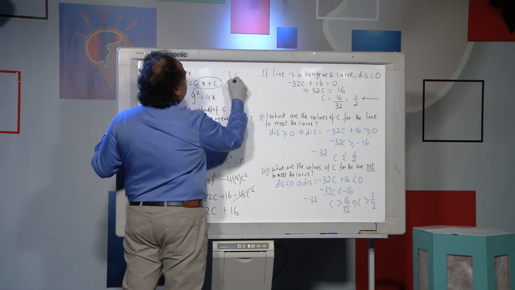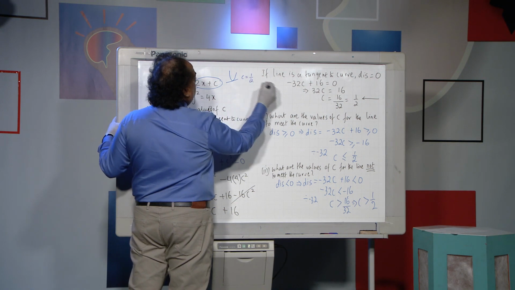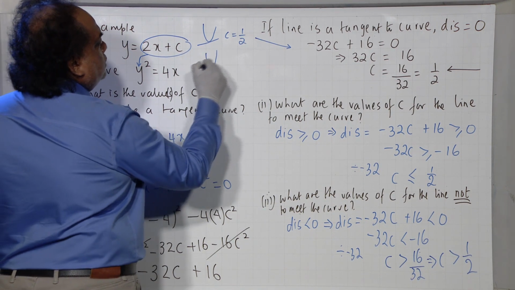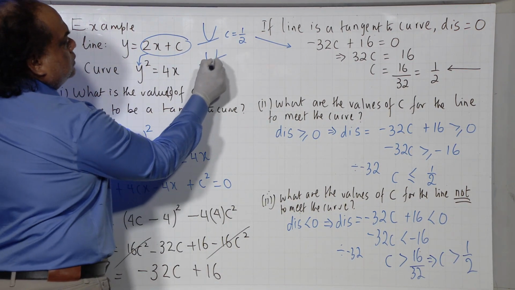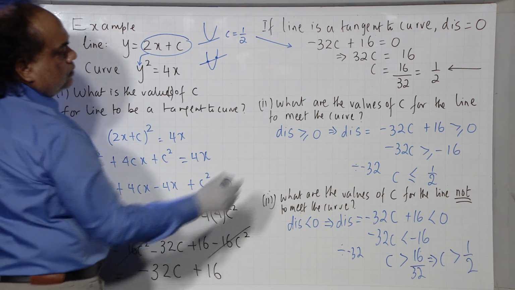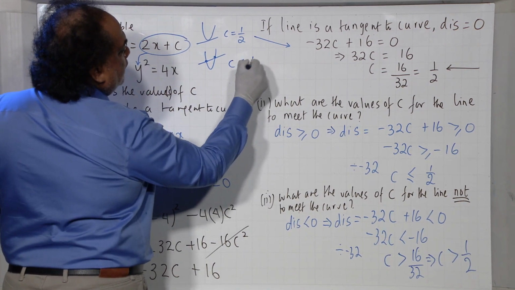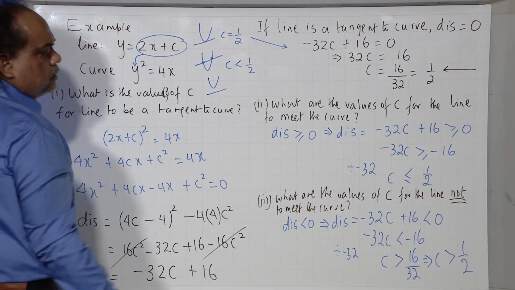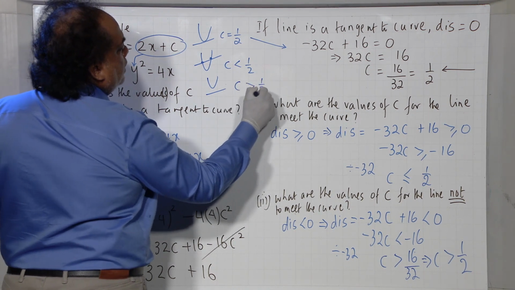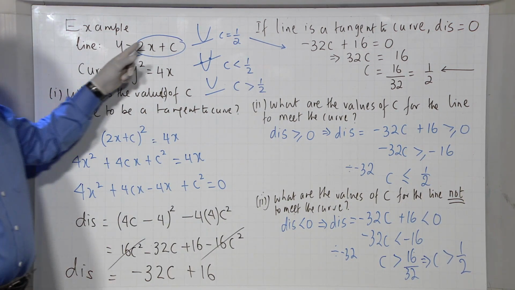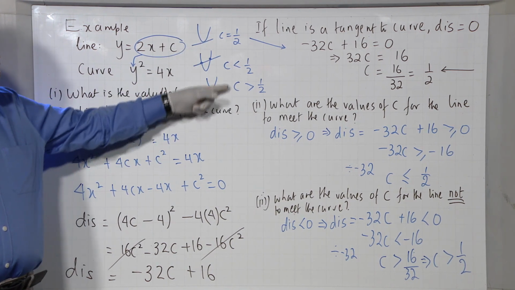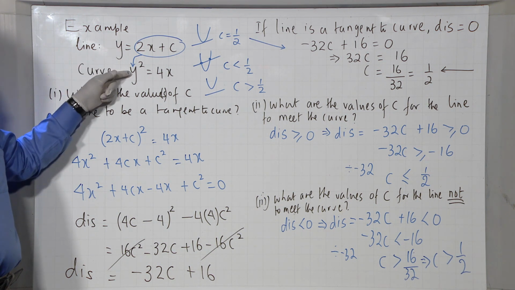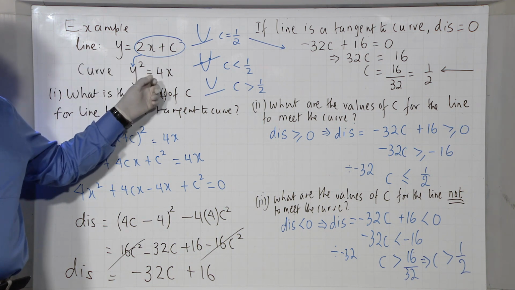Now, in this example, the line is a tangent if c is exactly half. We have seen that. The line would cut the curve at two different places if c is less than half. And the line will not cut the curve if c is greater than half. So, we know exactly what values of c will make the line either cut, be a tangent, or not cut the curve at all.